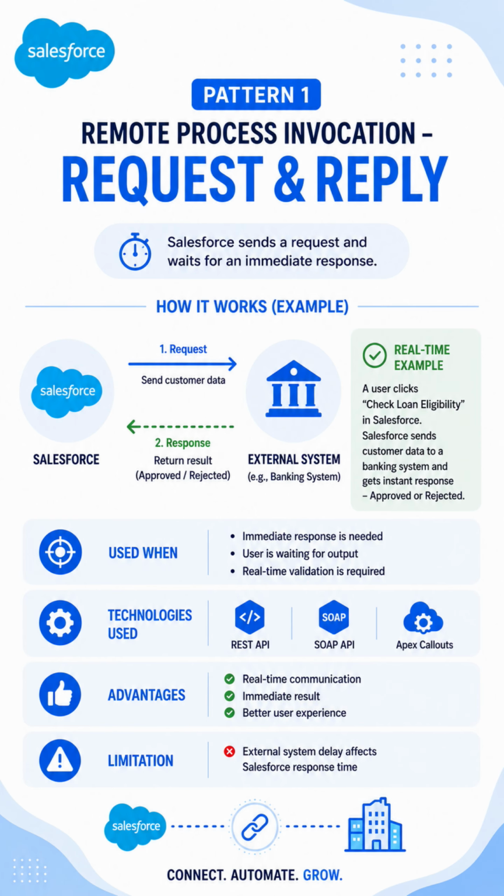1. Remote process invocation, request and reply. This is a real-time integration pattern. Here, Salesforce sends a request to another system and immediately waits for a response. For example, when a user clicks Check Loan Eligibility in Salesforce, the request goes to a banking system and the response comes back instantly as approved or rejected. This pattern is mainly used when users need immediate results. Technologies like REST API, SOAP API, and Apex callouts are commonly used here. Simple understanding: Salesforce asks a question and waits for the answer immediately.